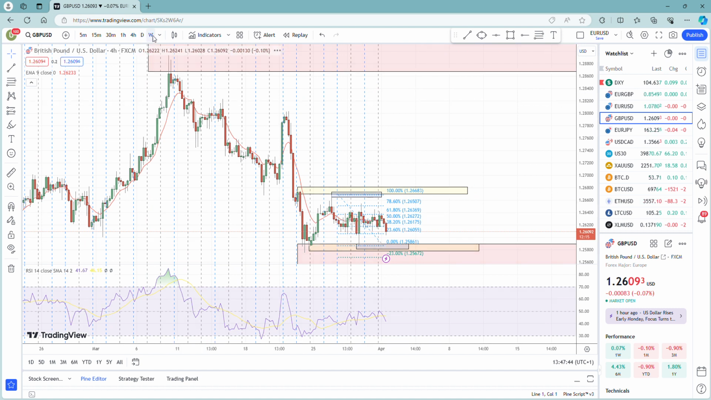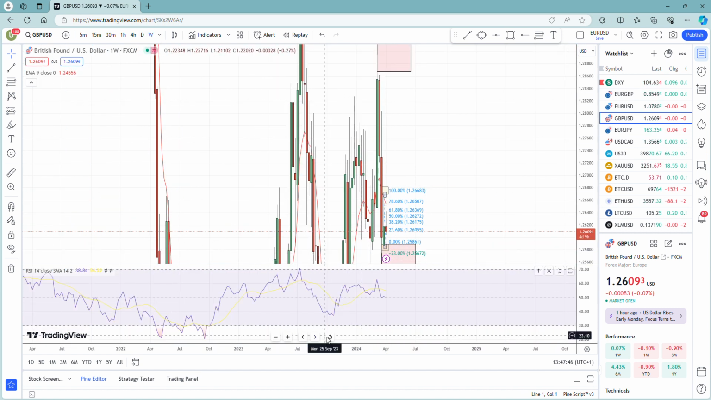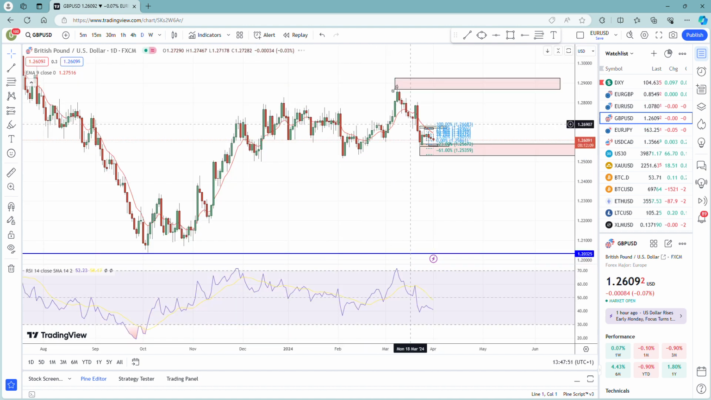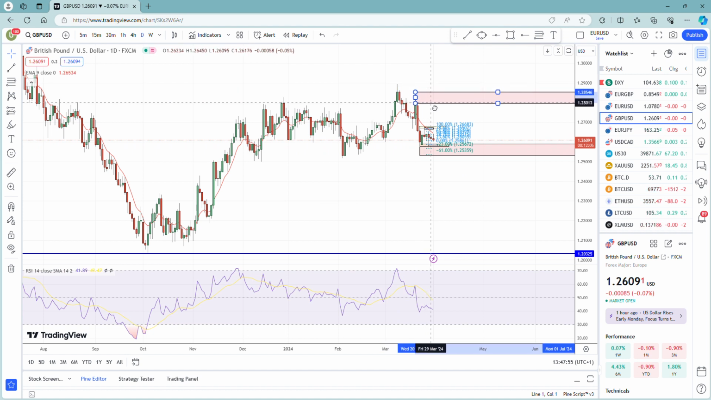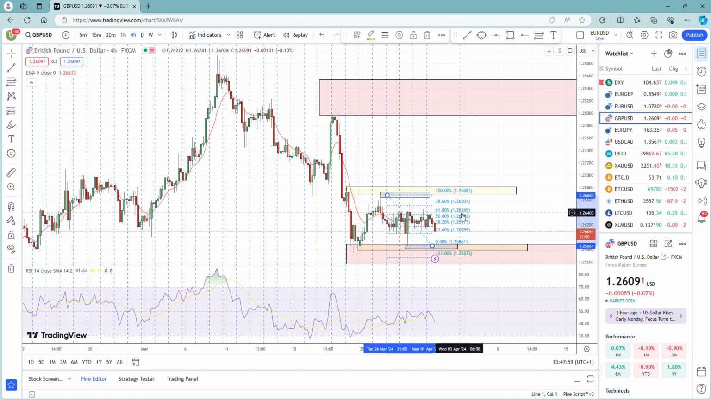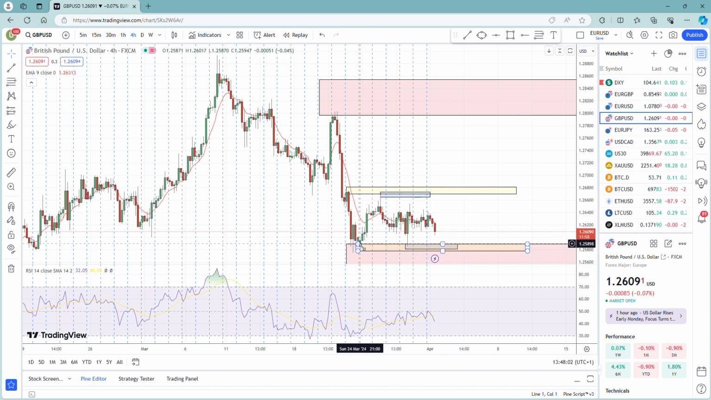Same for GBPUSD. I'm not going to do a full breakdown from the weekly because you should know how to do it now. Look, I've trapped the price between two levels. Look at the daily. The daily is here. This is the most recent resistance. You go into the H4 time frame. As you can see clearly, you've got a support here and resistance. It's still respected. It's still within the two levels.